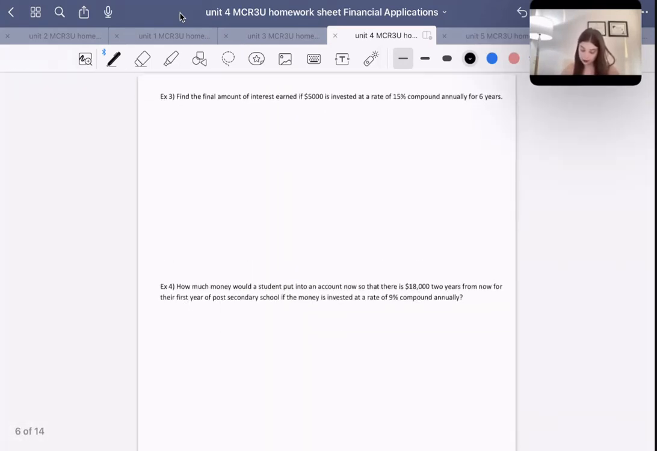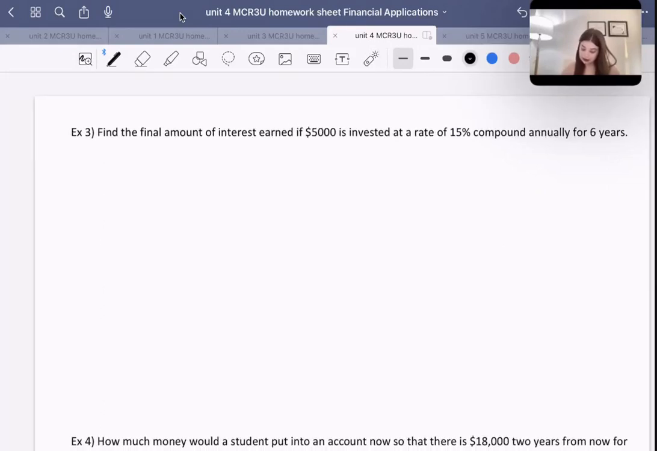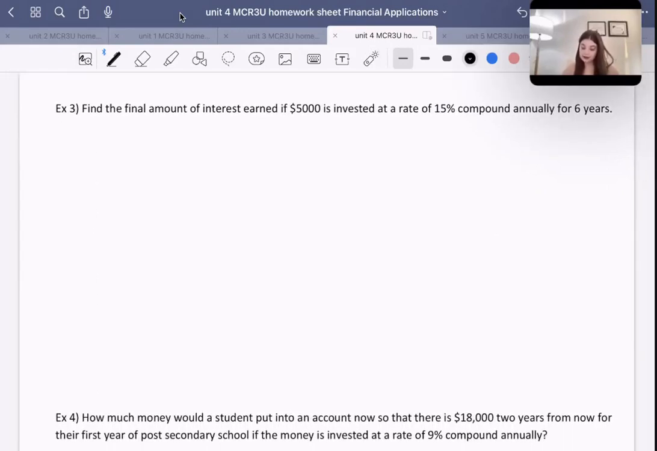Okay, let's try another one. There's 2 more questions here about this. This one says, find the final amount of interest earned if $5,000 is invested at a rate of 15% compounded annually for 6 years. Now, this is a little unrealistic to expect a rate of 15%, but we're going to answer the question anyway.